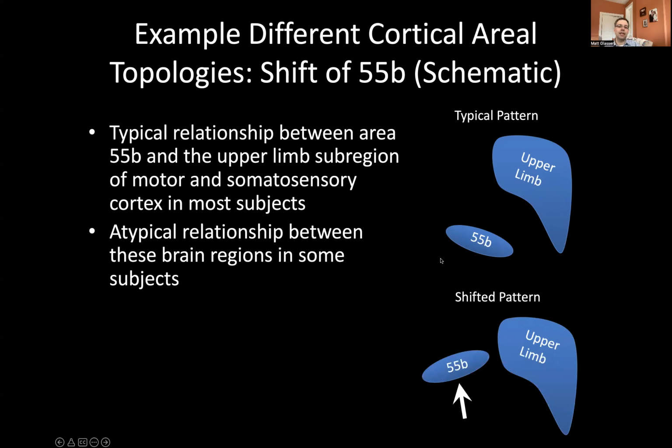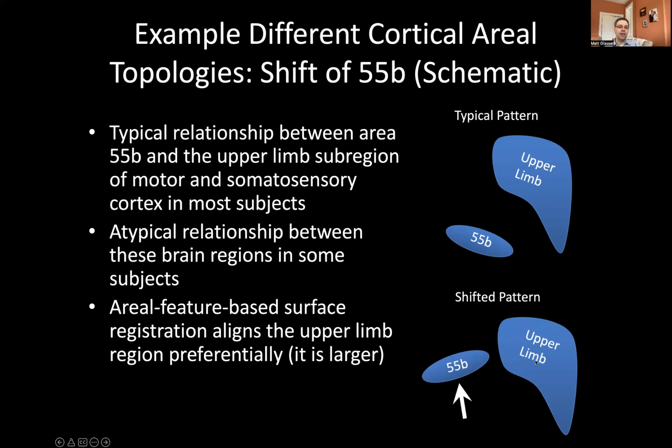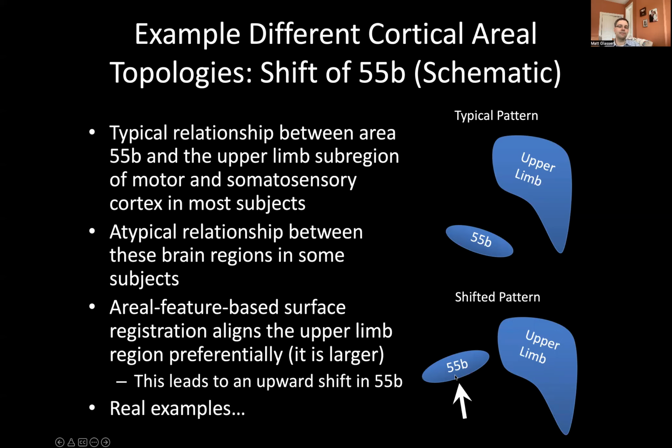But some subjects have an atypical relationship where 55B is located more superiorly relative to this large region here. And so areal-feature-based registration preferentially is going to align this larger feature of the upper limb sensory motor subregion, and that causes an upward shift of area 55B.